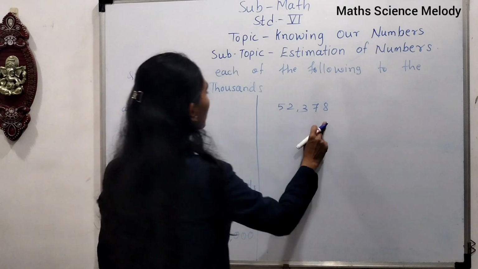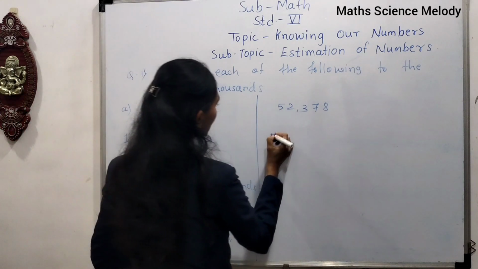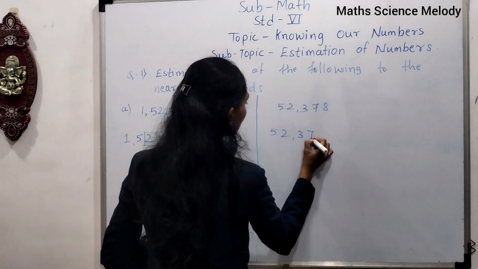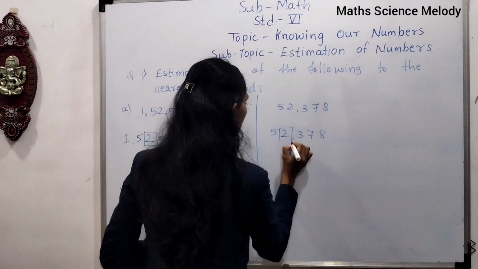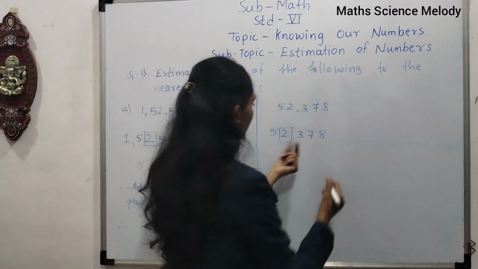Same way we will do here. Just find the place which digit is at the 1000 place. So here 2 is given at the 1000 place. Therefore, 52,378. 2 is at the 1000 place. So compare the digit 3, which is at the 100 place, with 5.